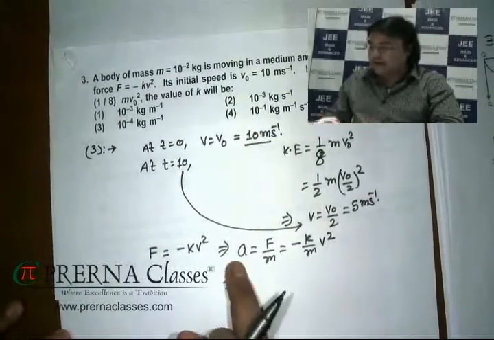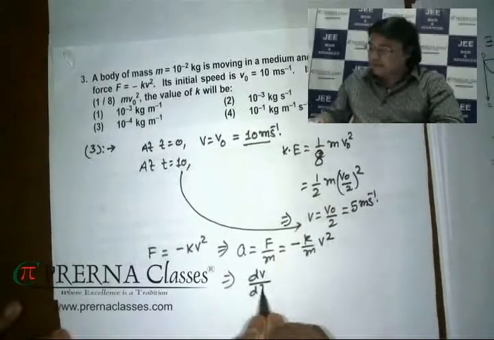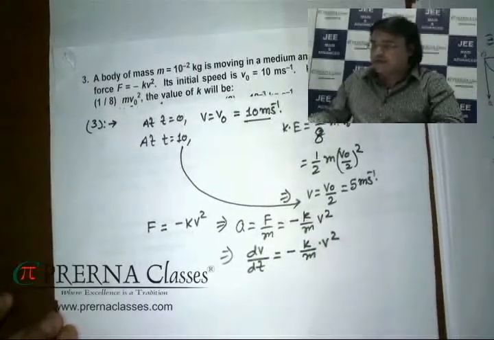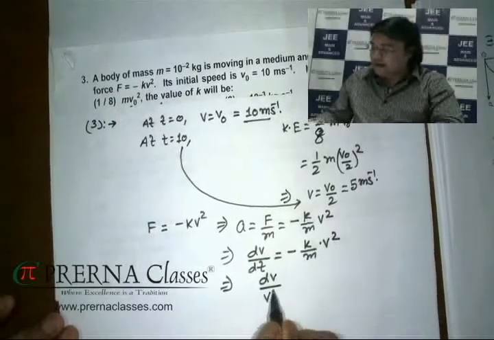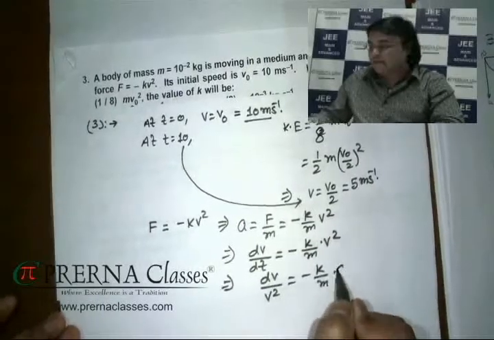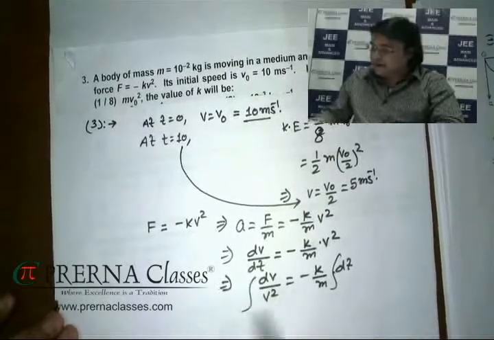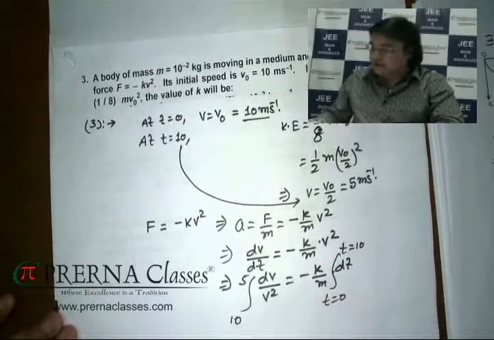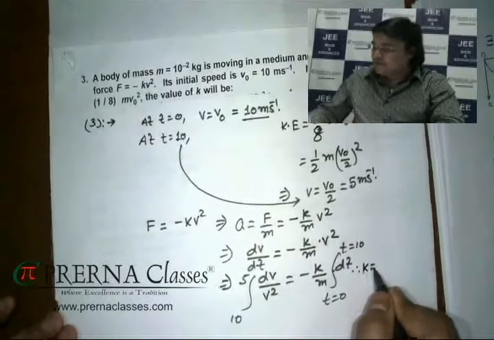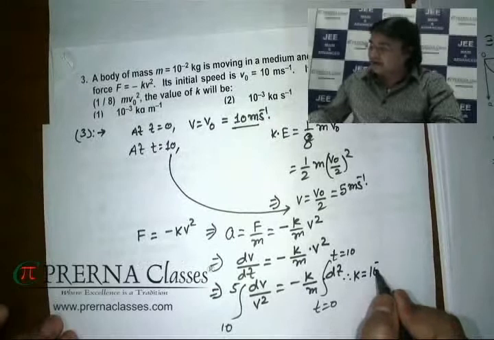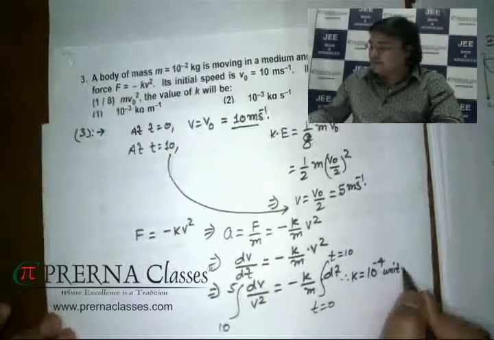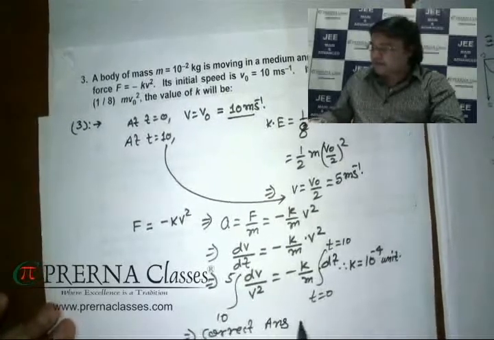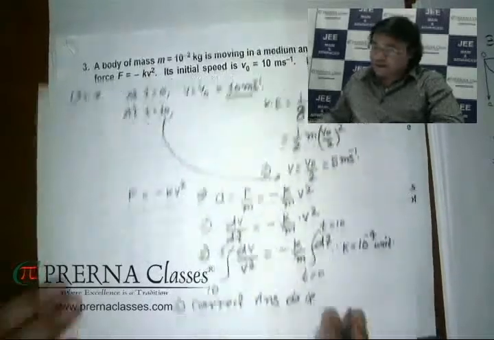So you have to find out the value of k, and you know the value of velocity at 2 instants, so you may write a as dv by dt. So dv by dt will be equal to minus k by m into v square. Now if we rearrange it, dv by v square is equal to minus k by m into dt. On integration, at t equal to 0, velocity is 10, and at t equal to 10 seconds, velocity is 5. If you solve it, it comes k equal to 10 to the power minus 4 unit. Clear? So correct option is here, third.